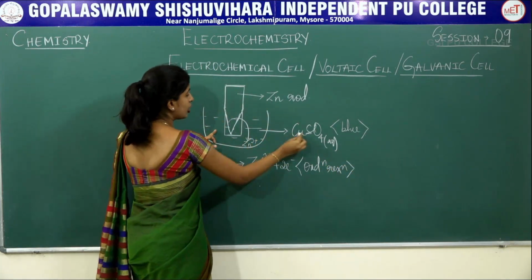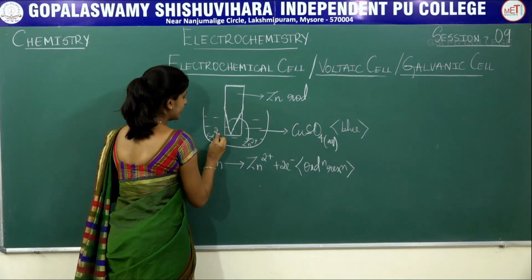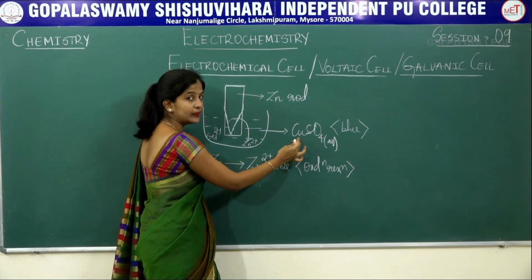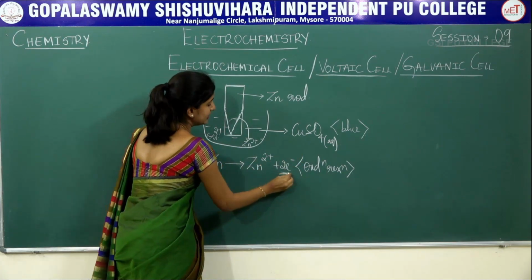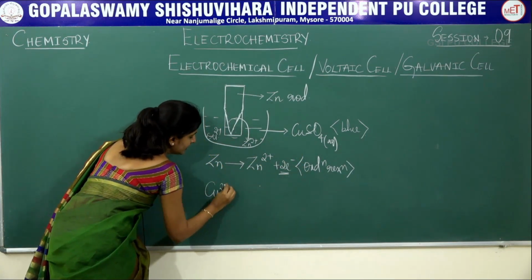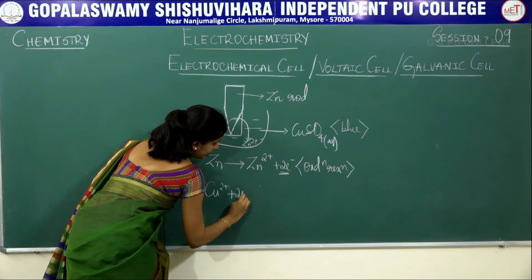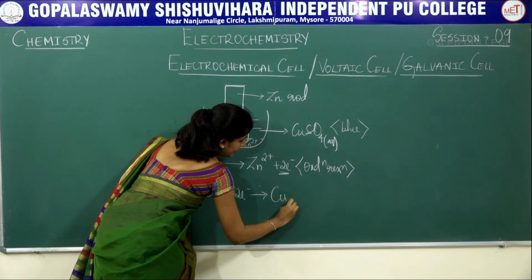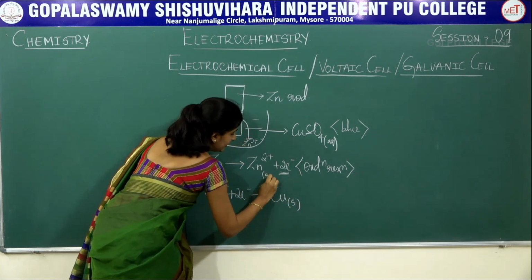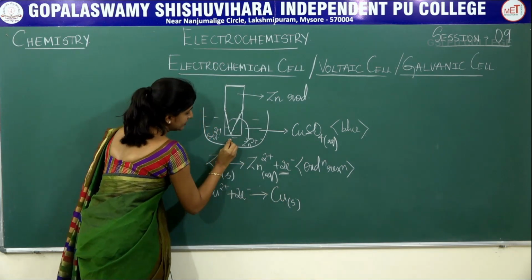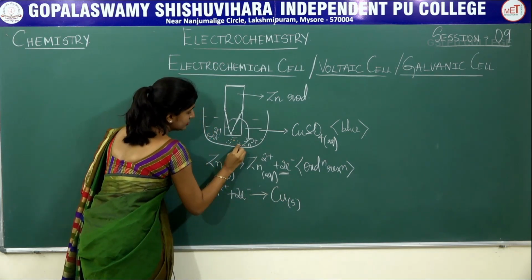As well as that, the copper ions present in the copper sulfate solution accept these 2 electrons: Cu2+ plus 2 electrons gives Cu. The copper ions are aqueous, and the copper becomes solid. That is, it gets deposited on the zinc rod.